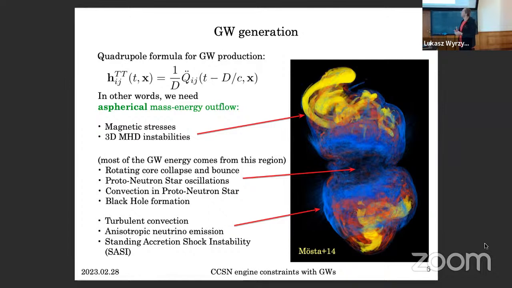Then we can also have a turbulent flow of matter, so matter can be pushed out by neutrinos but then plunge back into the proto-neutron star, and we can also have some minor effects related to magnetic fields. So this is the most interesting region for us, very, very small but very dense, and this is the only region that we think we can detect gravitational waves from.